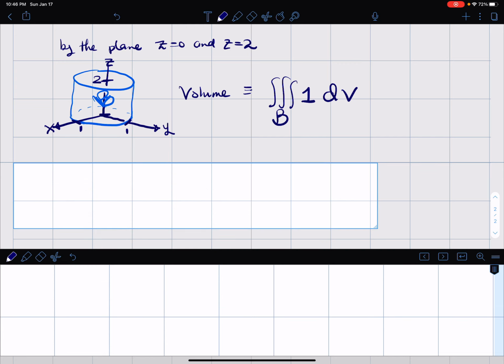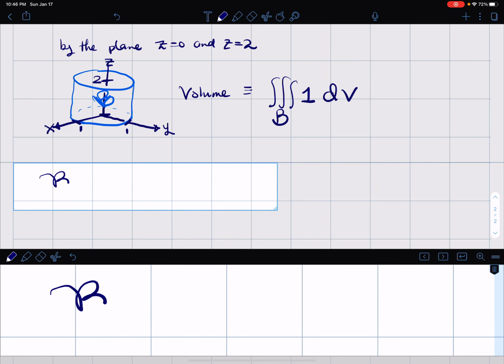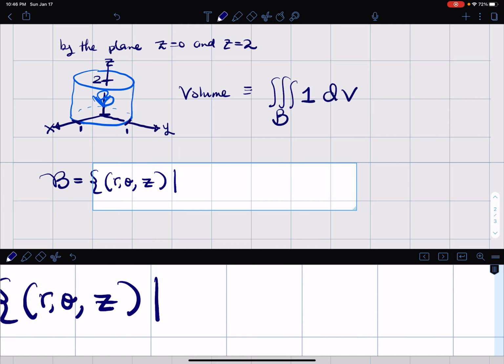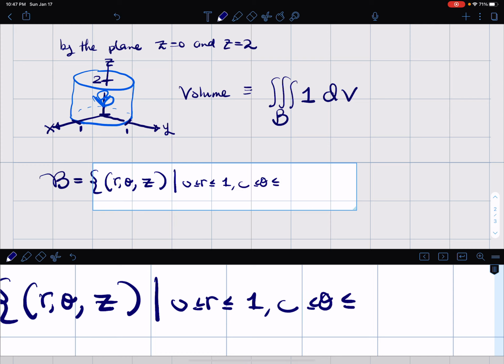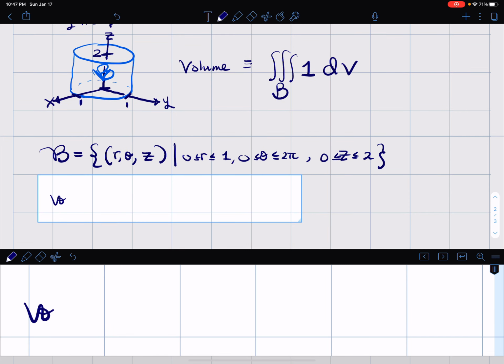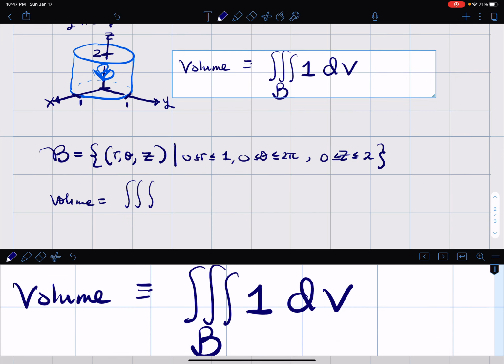Now let's look at our B. What is our B? B now is the region (r, theta, z). R goes from 0 to 1. Theta goes from 0 to 2 pi. And z goes from 0 to 2.